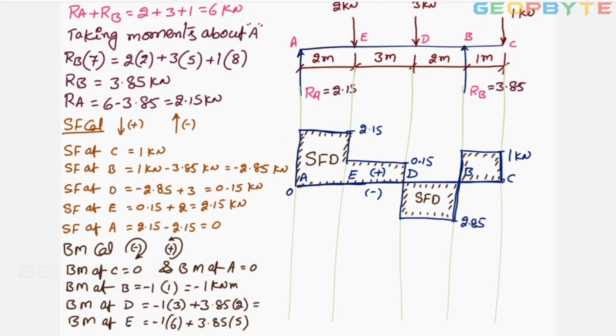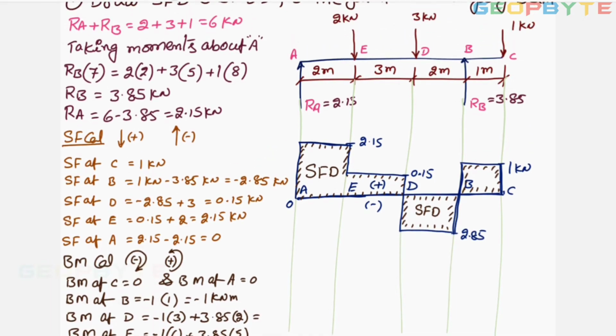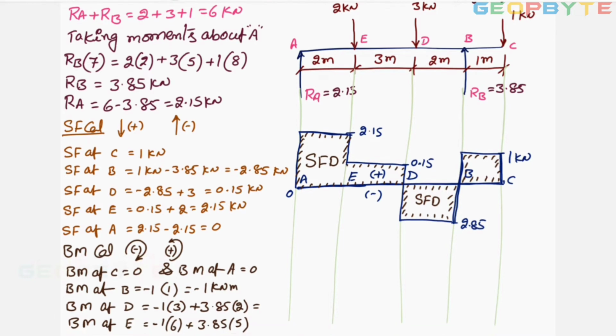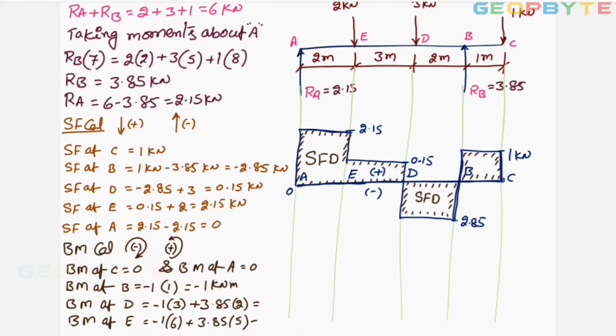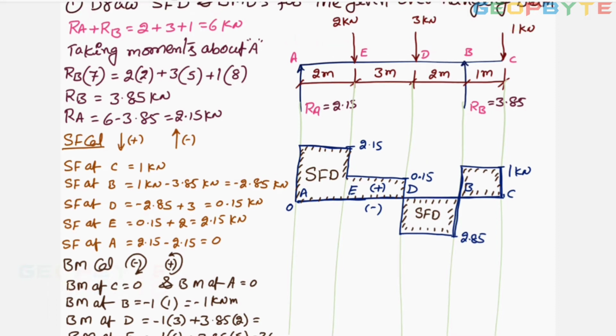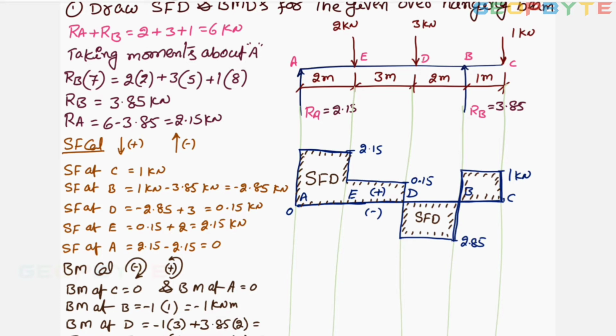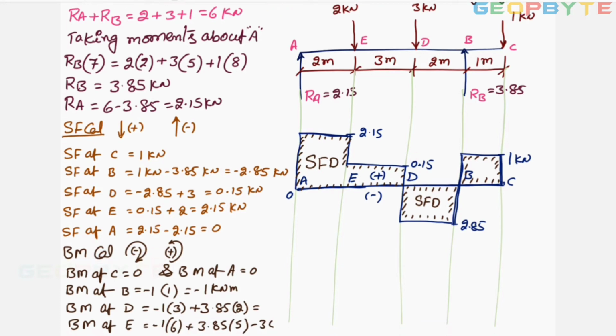Again, the moment due to load at D, minus 3 into 5. It is also developing the clockwise moment. 3 into, not 5, minus 3 into 3.